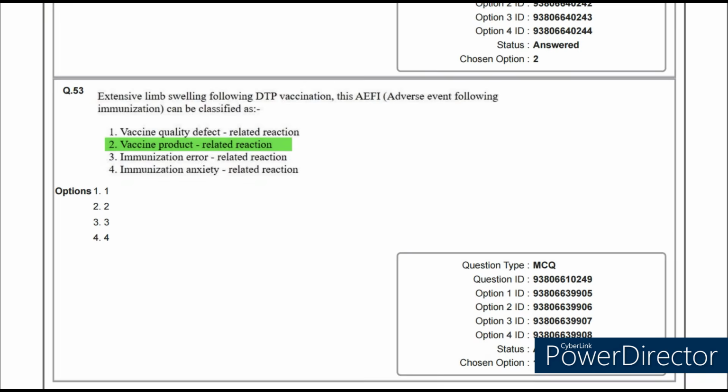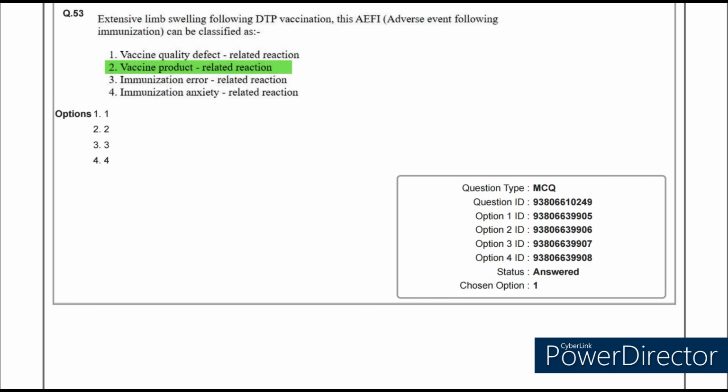Now coming to question number 53, extensive limb swelling following DTP vaccination. This adverse event following immunization can be classified as what? It's very simple. It's basically a vaccine product-related reaction. It's not related to any vaccine defect or immunization error. It's just normal vaccination and its side effect. So the correct answer should be option 2.